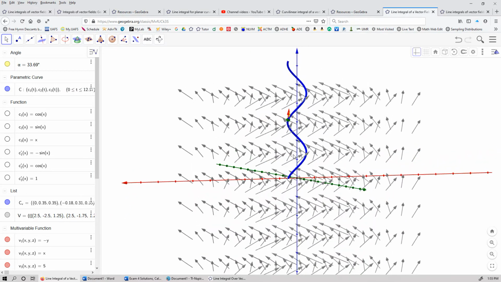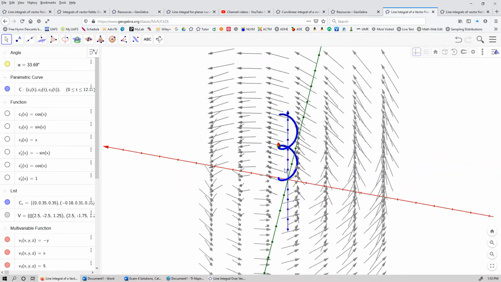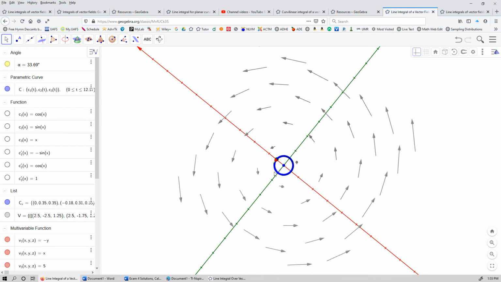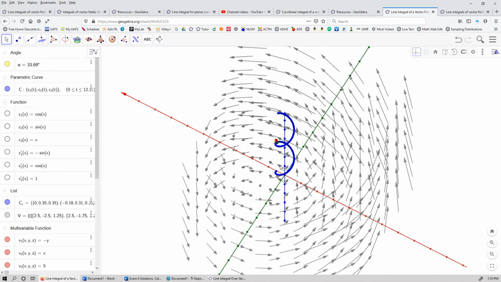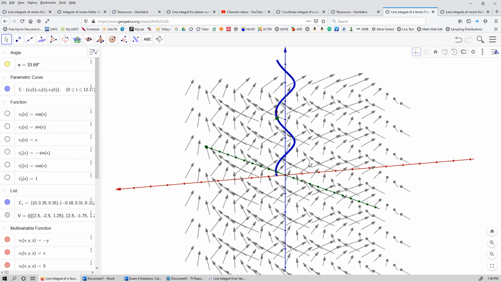So this is rising up as we go. And so you're going to see us tracing the curve, going around this circle in the same direction as the rotation, which indicates that we're going to get a positive integral there. And it's also rising up, and the z component of these vectors is all positive as well.